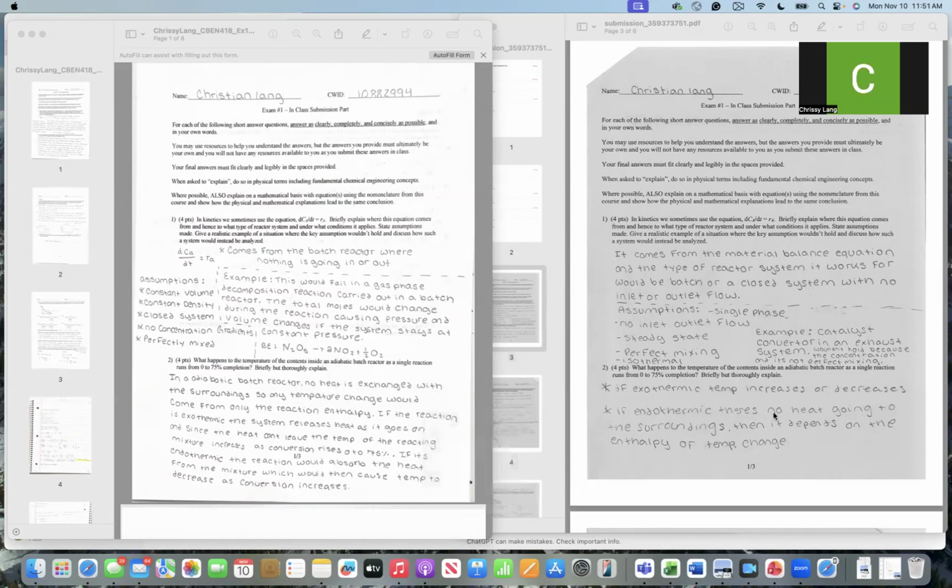Hello, I'm going to be going over my test corrections. So I'm going to start with the in-class section, and then on the right is what I submitted in class, and then on the left is my test corrections.